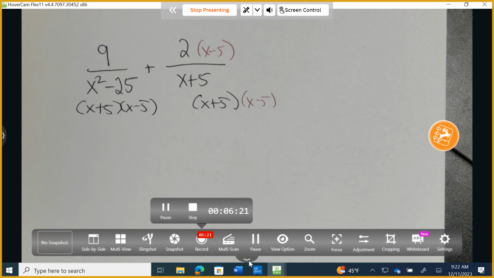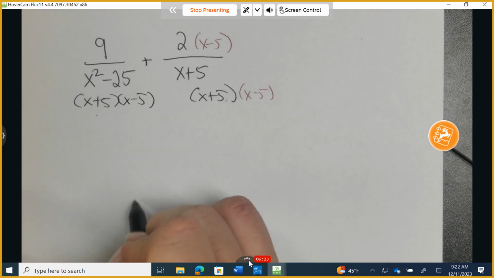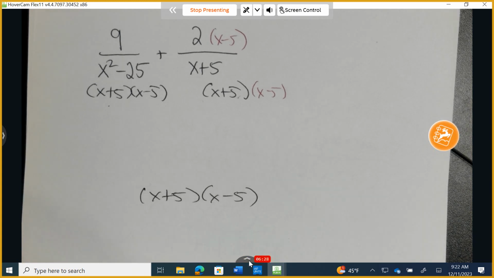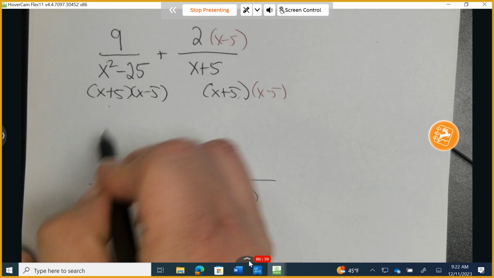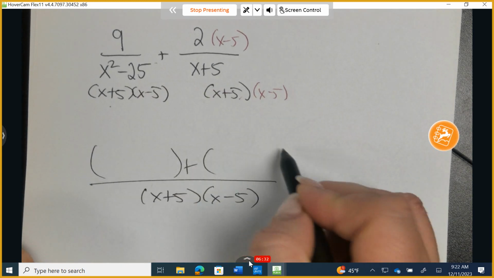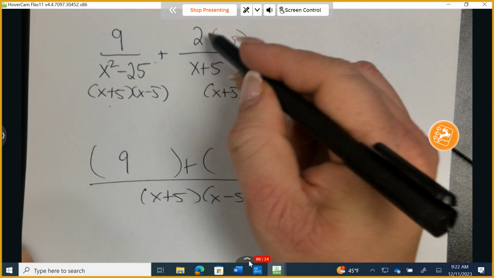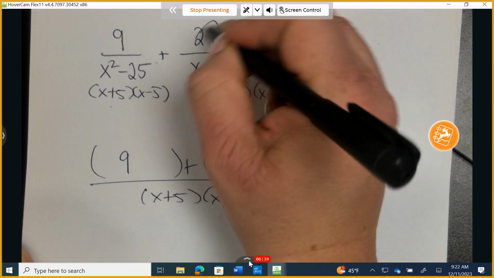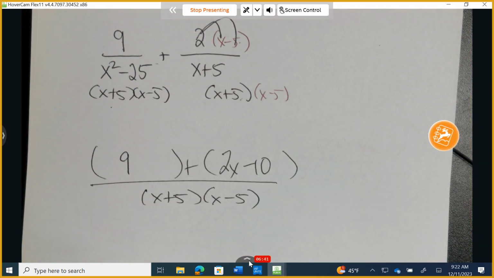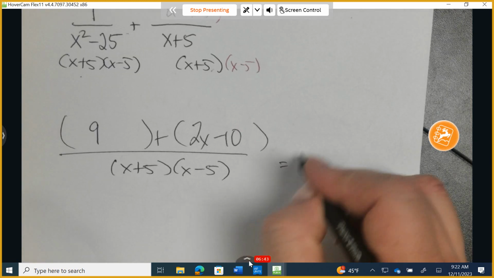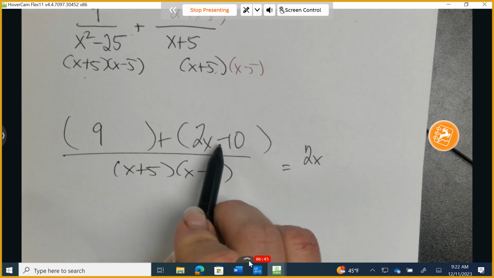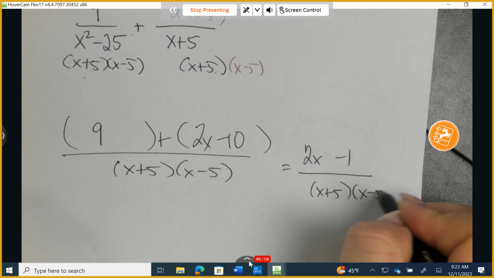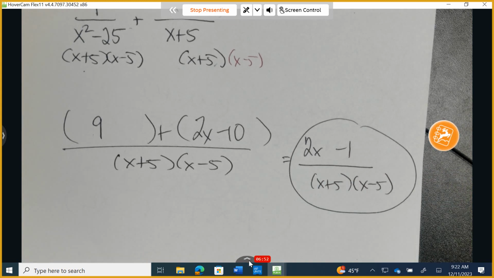Okay, so now what I'm going to do is, now that I have a common denominator, write x minus 5 and x plus 5. Doesn't matter if you put the plus 5 or the minus 5 first. And then I have two groups separated by an addition sign. I bring down the 9, and then I could write this down in this position, or I could distribute to get 2x minus 10. When I combine like terms, I end up with 2x, 9 minus 10 is minus 1 over x plus 5 and x minus 5. This would be my final answer.